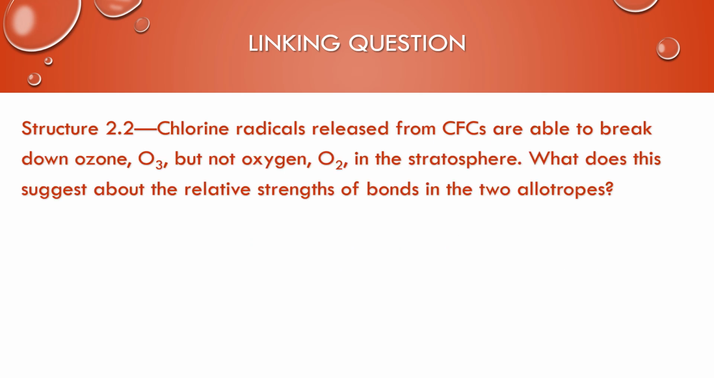Now this also links back to structure 2.2. The chlorine radicals that can be released from the chlorofluorocarbons that we talked about are able to break down ozone, but not oxygen. What does this suggest about the relative strengths of bonds in the 2 allotropes? So ozone has resonance like this. That's one resonance structure for ozone and the other resonance structure for ozone.